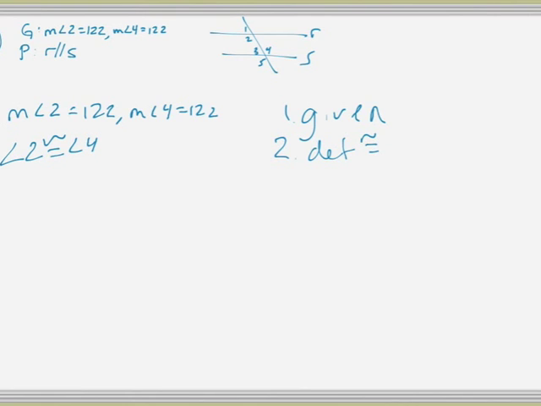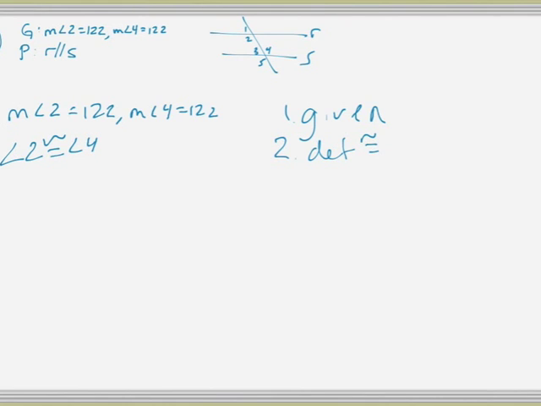We could maybe do a substitution or transitivity there as well. I would probably accept that because we could say it equals 122, which equals angle 4. Technically, since I changed the symbol to congruent, we should probably say definition of congruence. But I would also take a substitution or transitivity there.